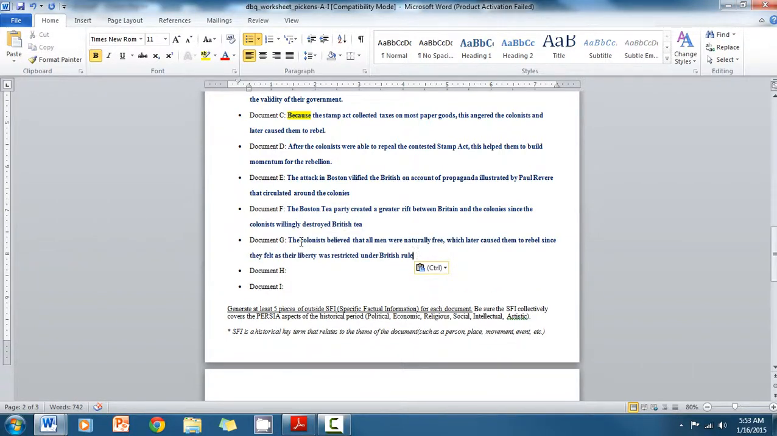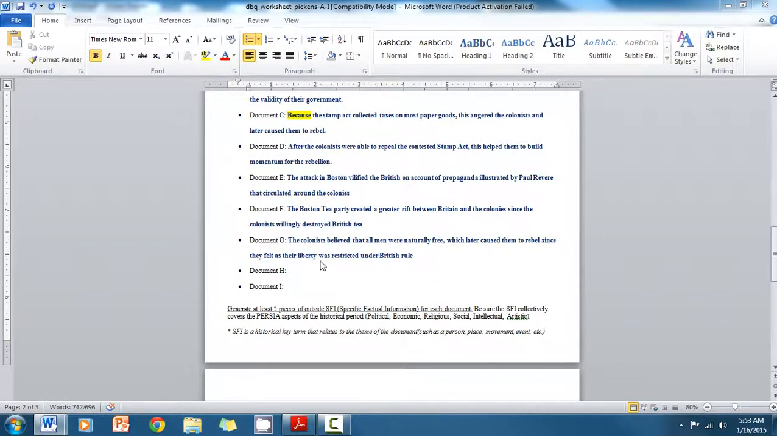Document G, the colonists believed that all men were naturally free, which later caused them to rebel since they felt as if their liberty was restricted under British rule. So in our thesis, we talked about the restriction of liberty, and so that document, we're just elaborating a little bit on what were some of the concerns of the colonists.